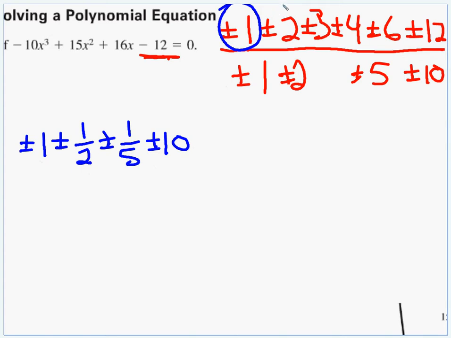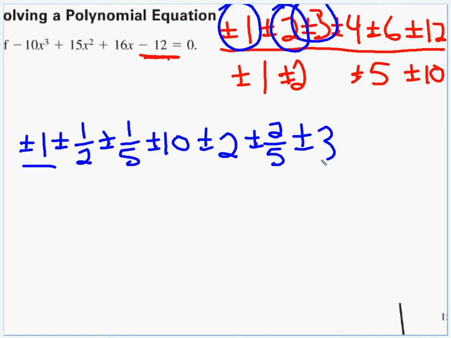Let's look at the next one here. 2 is in the numerator, so 2 over 1 is 2. Now here we're going to get a repeater. 2 divided by 2 is 1. We already have that. 2 over 5, 2/5. And then 2 over 10, that will reduce to 1/5. We already have 1/5. Next up is 3, plus and minus 3. Then next up will be 3 over 2, plus minus 3 over 5, plus minus 3 over 10.